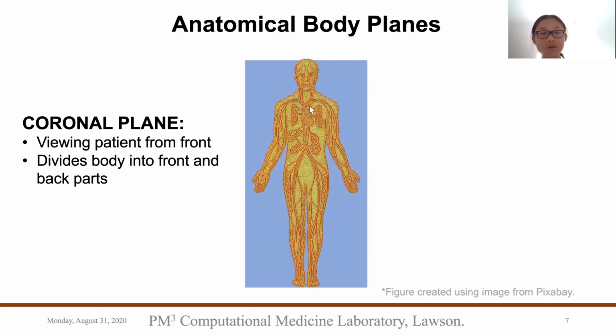Next, we have the coronal plane. The coronal plane is what we would see if we were standing in front of the patient and looking straight at them. The coronal plane divides the body into front and back parts.